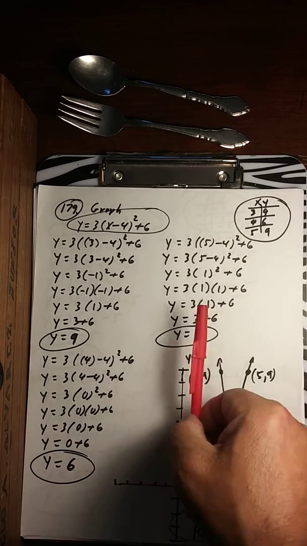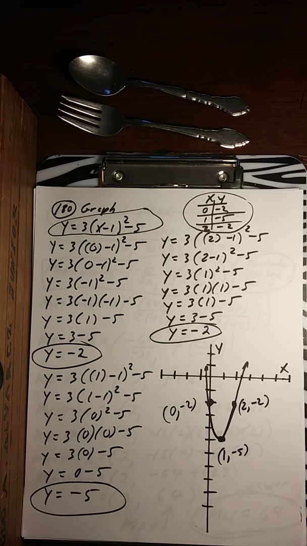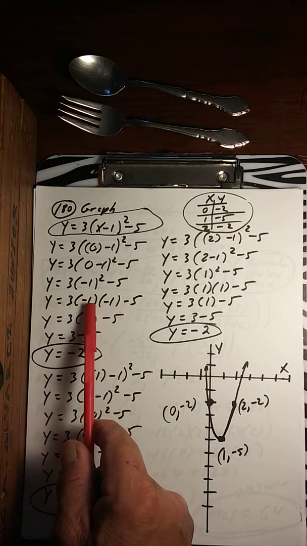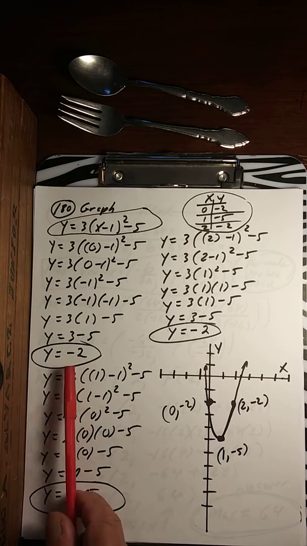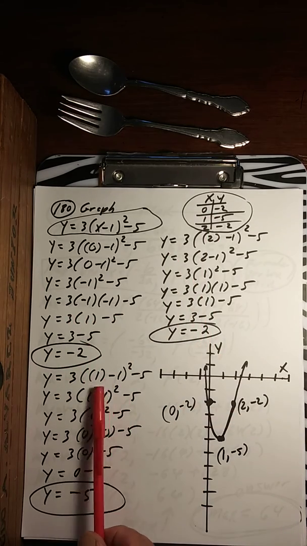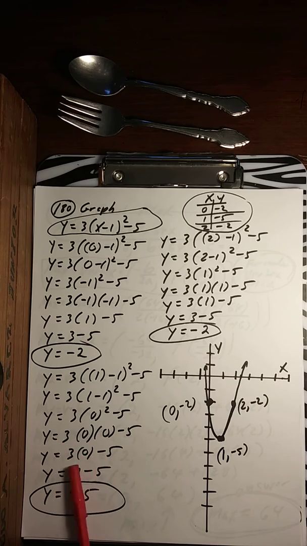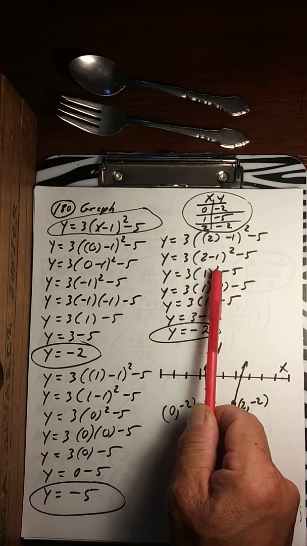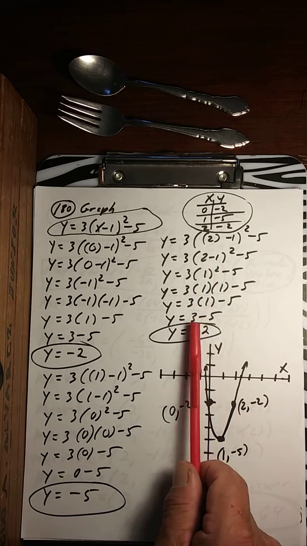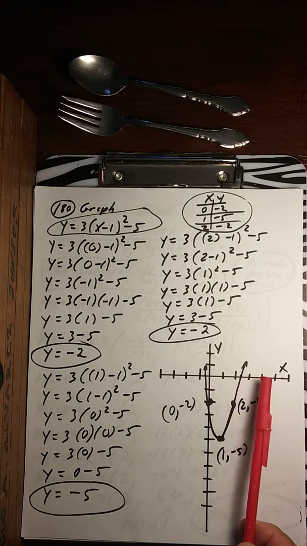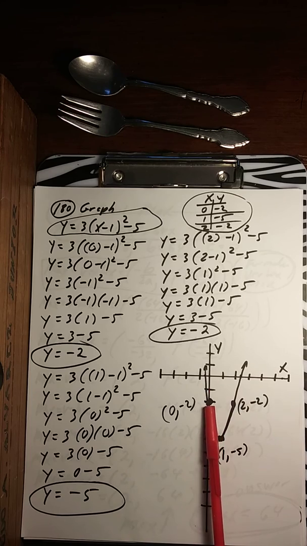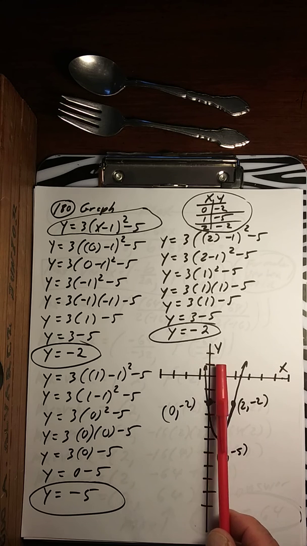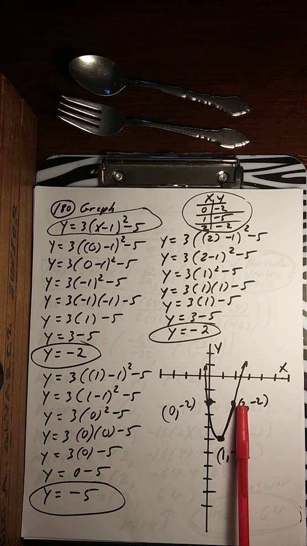Okay. This domain, range this way. Put some more numbers in there. Put a 0 in there. 0 minus that is negative 1. Negative 1, negative 1 is 1. 1 times that, 3 minus 5 is negative 2. Put a 1 in there. 1 minus 1 is 0. 0 times 0 is 0. 0 times that, 0 minus 5, negative 5. Put a 2 in there. 2 minus 1 is 1. 1 times 1 is 1. Times that, 3. 3 minus 5 is negative 2. So at 0 it's negative 2. At 1 it's negative 5. And at 2 it's negative 2.